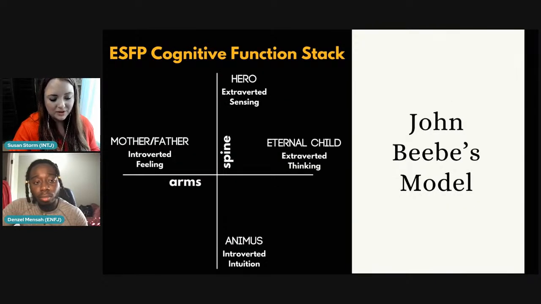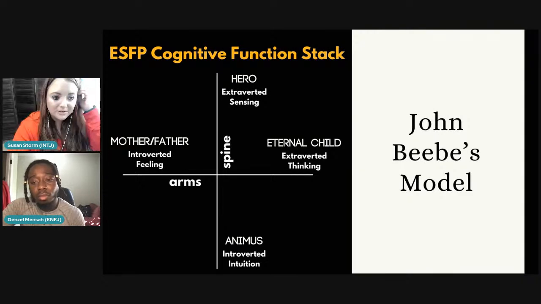John Beebe's 8-function stack looks like this. You have the spine of your personality, which is the vertical line going down the middle, and that's composed of your hero function, the dominant function, and then your animus, which is your inferior function. And then you have the arms of your personality, which would be the mother, father, and the eternal child. So this is the primary function stack as laid out by John Beebe.